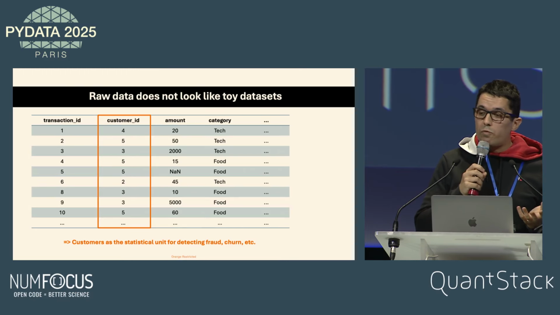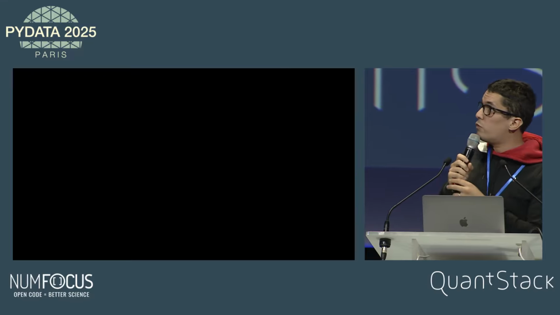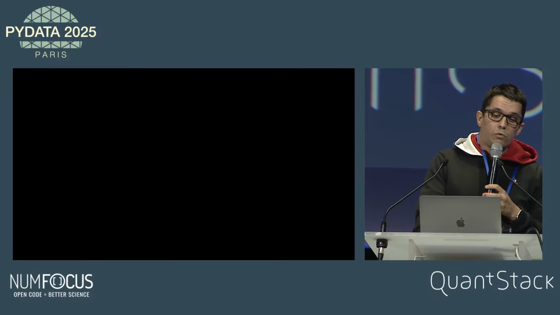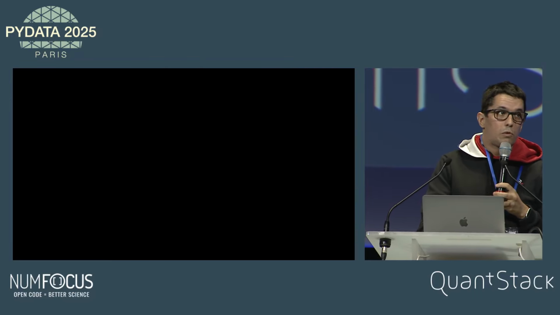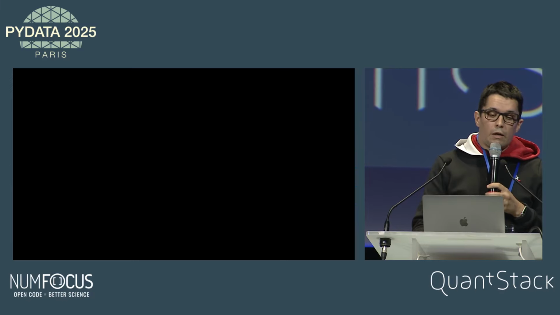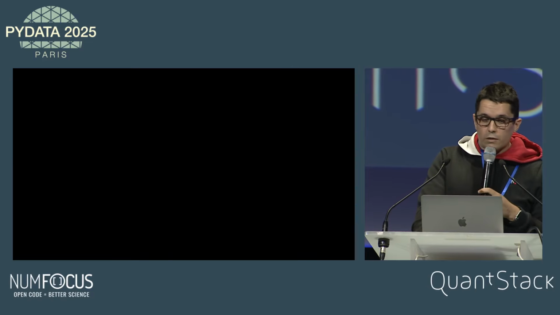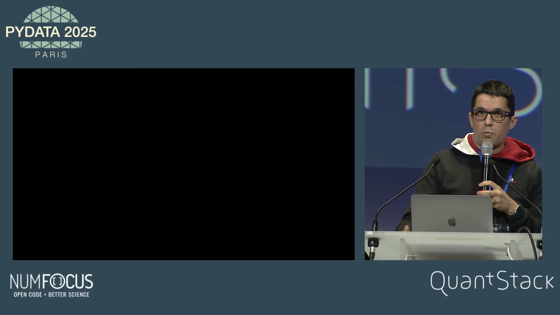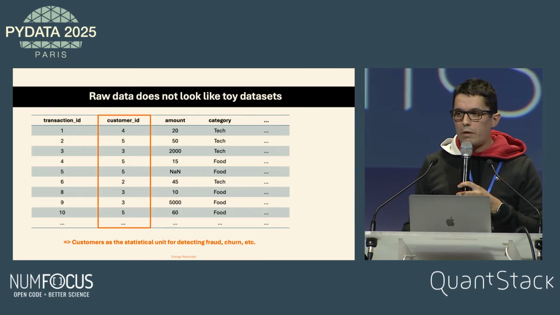And if we want, for instance, to detect fraudsters, or to detect churn, we lost the slides. But yes, if we want to detect something about the customer, the statistical unit is not the transaction. We don't care about a single transaction. The statistical unit is the customer. And what you don't see on the screen is that we have multiple lines per customer. So we cannot put this table into a classical ML model.